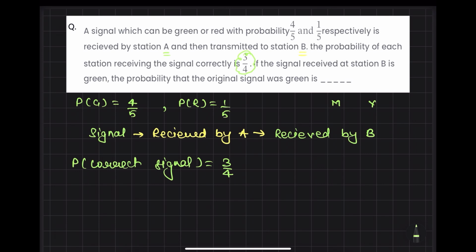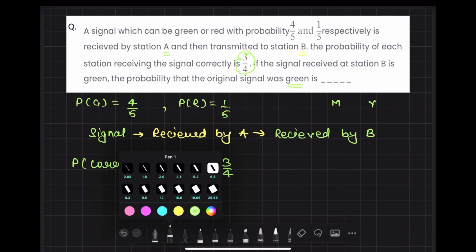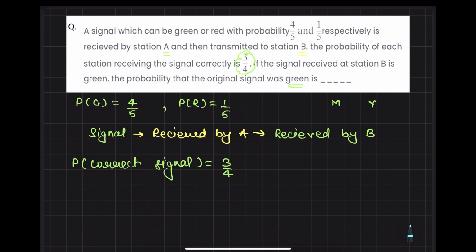Now look at this, what they are saying. If the signal received at station B is green, at the end you have received green signal. You have to find the probability that the original signal was also green. So it should start from green. Okay, now look at this. So how we will handle the situation? Try to understand. So we have required probability.